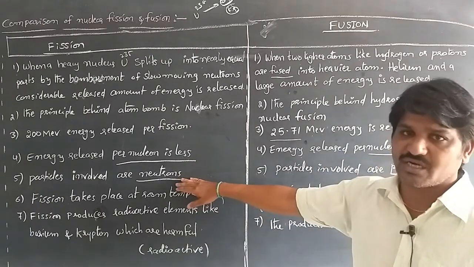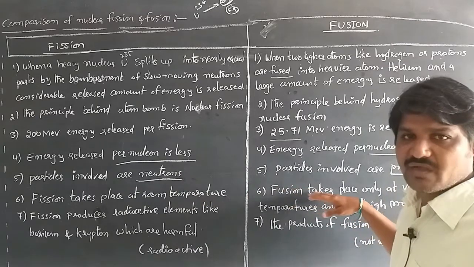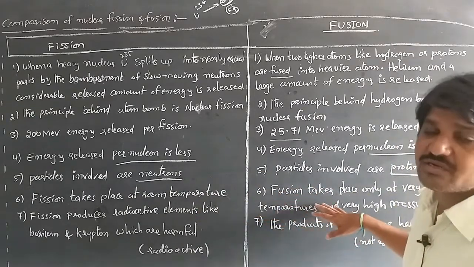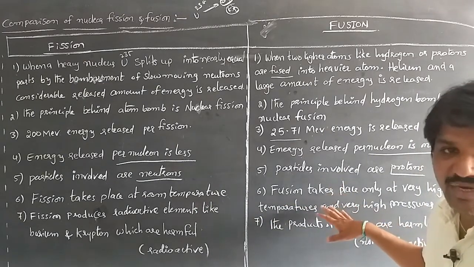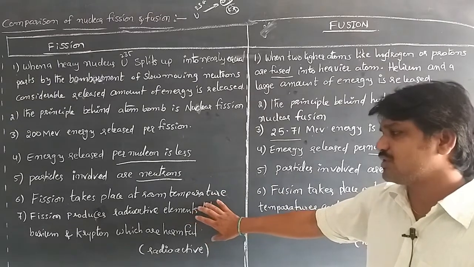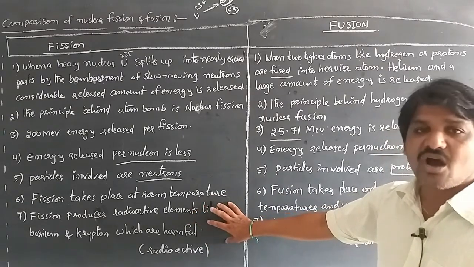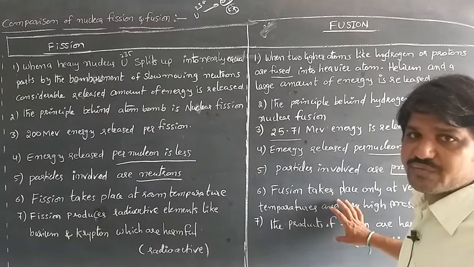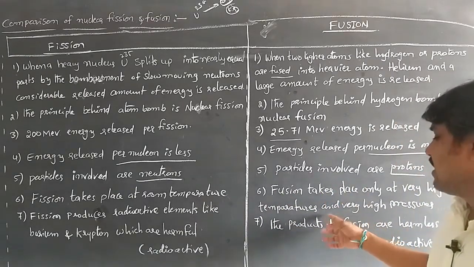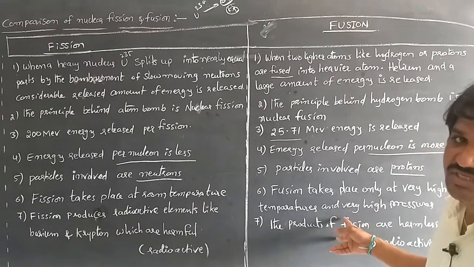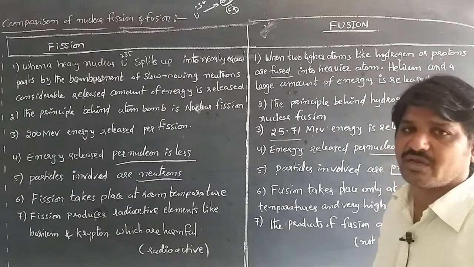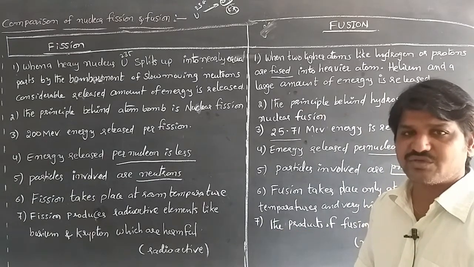Particles involved are neutrons in fission. In fusion, particles involved are protons. Fission takes place at room temperature; fusion takes place only at high temperatures and high pressures. In fission, the elements produced are harmful, but in fusion the products released are harmless, non-radioactive elements.